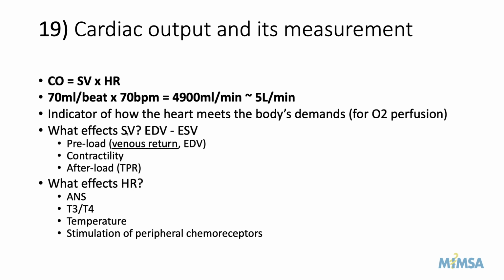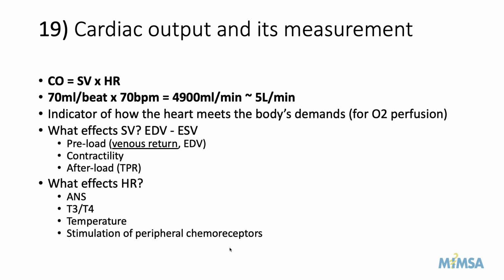So to increase stroke volume, you need to make sure that your afterload is very low. And then what affects heart rate? So this should be very simple. It's obviously your autonomic nervous system. Your sympathetic nervous system increases your heart rate, your parasympathetic decreases your heart rate. Your thyroid hormones, so your T3 and T4, they also increase your heart rate. Temperature, as mentioned before, higher temperature increases your heart rate.